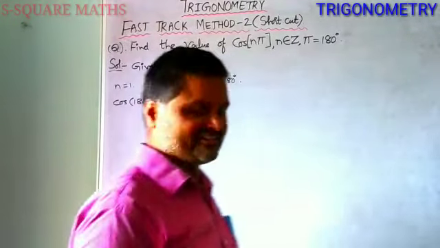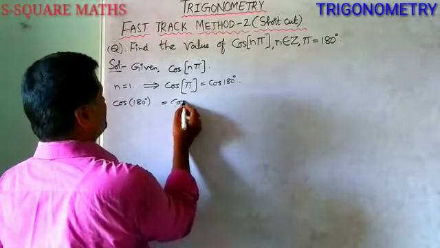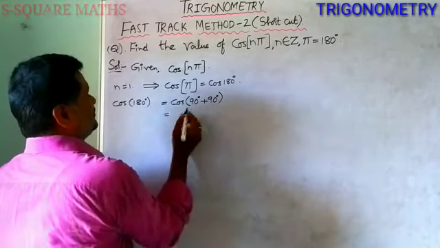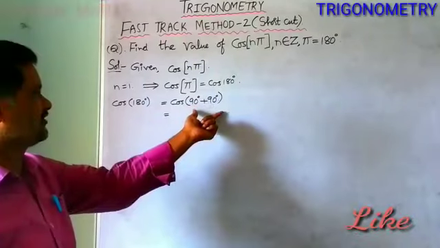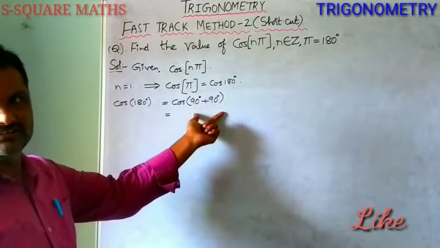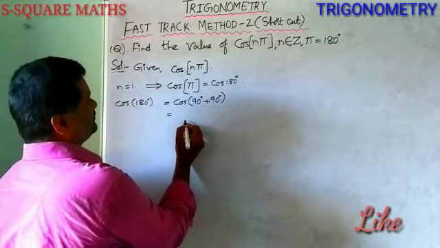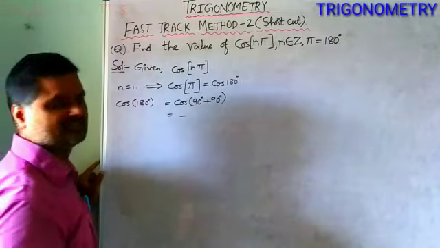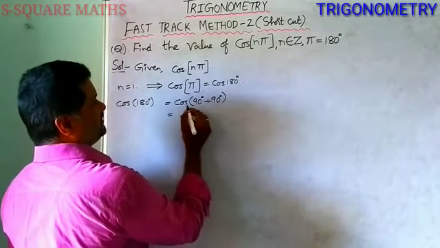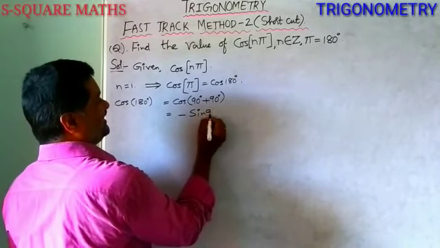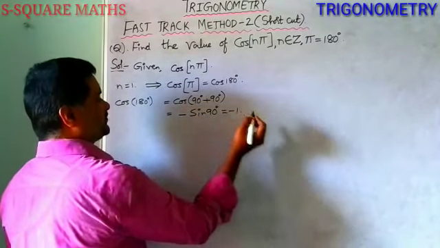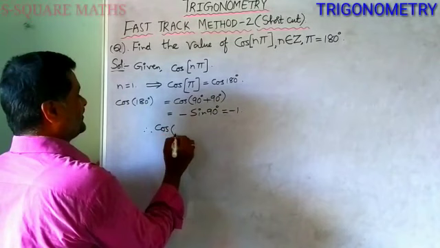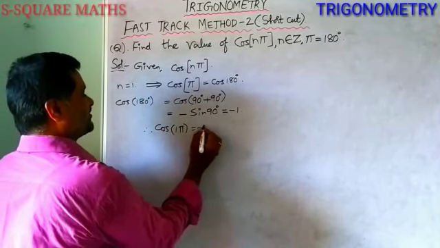As we know, 180 can be expressed as cos of 90 degrees plus 90 degrees. So here it is of the form 90 plus theta. 90 plus theta lies in the second quadrant. In the second quadrant cos will be negative. So minus, since it is an odd multiple of 90, 90 into 1, cos becomes sine, so sine 90. As you know, sine 90 is 1, so finally minus 1. Therefore cos 1 into pi, or cos pi, is minus 1.